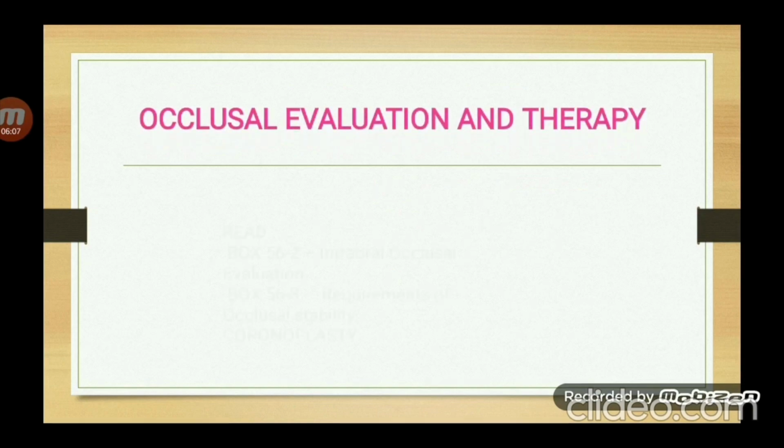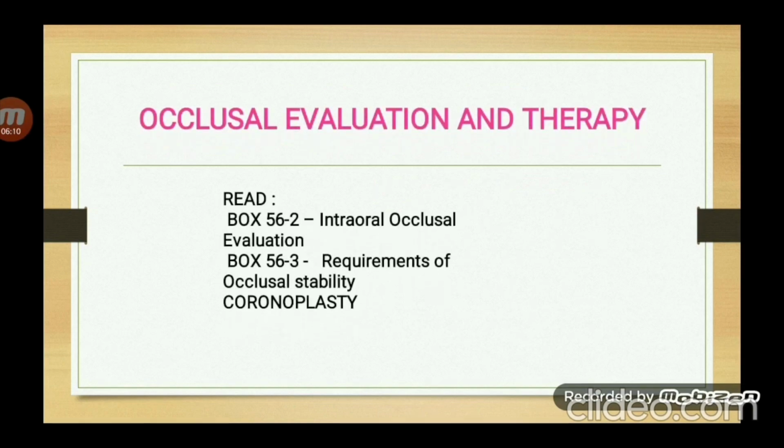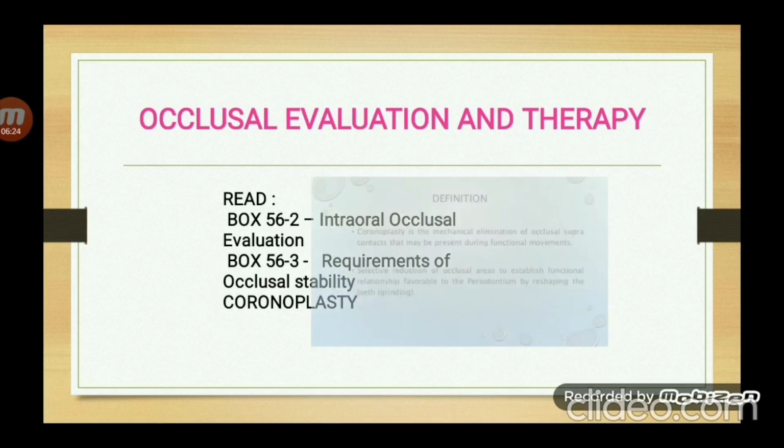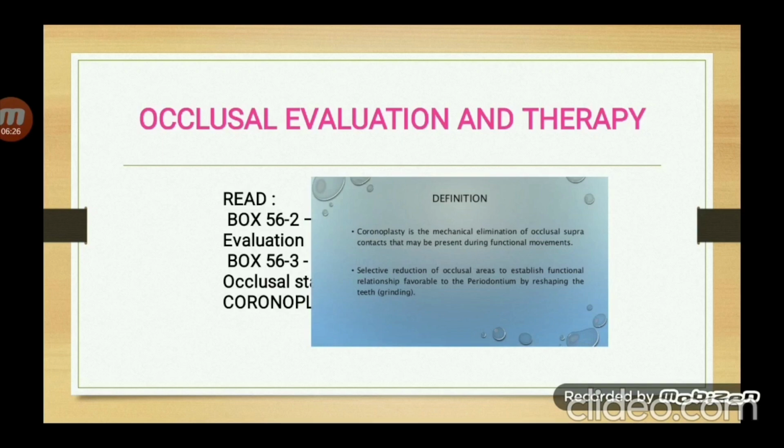Then occlusal evaluation in therapy. Under this, in Carranza, box 56.2 and box 56.3. These are the two boxes which will be enough at this stage. And coronoplasty. This is usually asked and it's an SAQ question again. So what is coronoplasty? It's the mechanical elimination of occlusal supracontacts that may be present during the functional movements. So selective reduction of these areas to establish functional relationship will be favorable to the periodontium and will limit the trauma from occlusion.